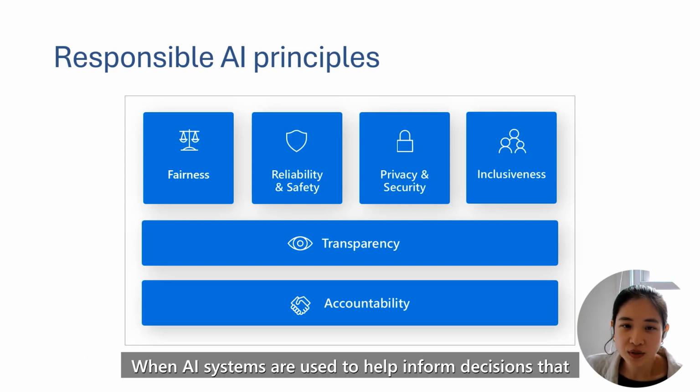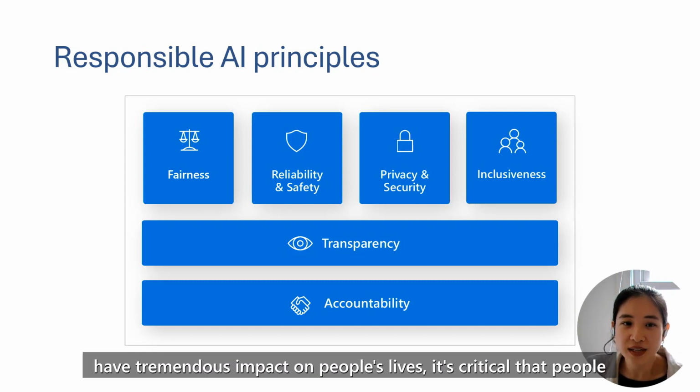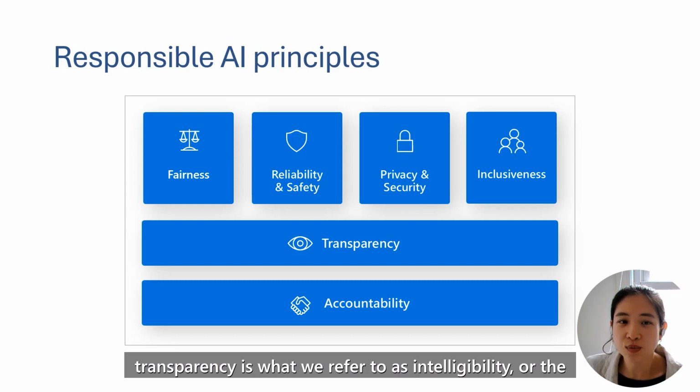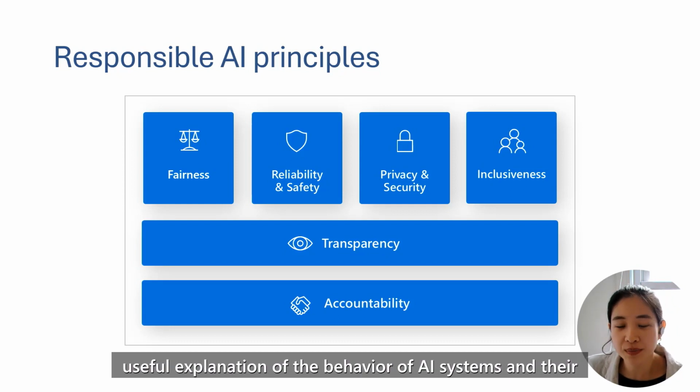When AI systems are used to help inform decisions that have tremendous impact on people's lives, it's critical that people understand how these decisions were made. A crucial part of transparency is what we refer to as intelligibility, or the useful explanation of the behavior of AI systems and their components.